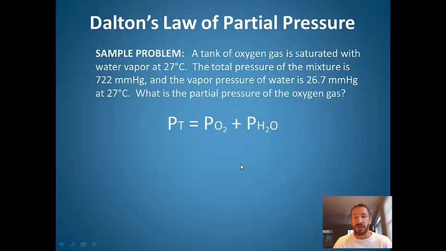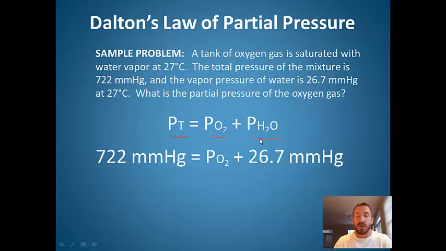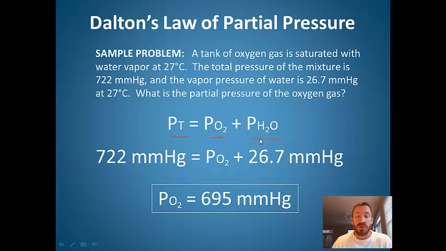So the formula for this would be pressure total is equal to the pressure of the oxygen gas plus the pressure of the water vapor. So simply what you're going to do is insert the values that are given. The 722 millimeters of mercury is the total pressure. The unknown value is the pressure of oxygen, and the pressure of water vapor is 26.7. And so when you subtract the 722 minus the 26.7, we get the pressure of O2 as being 695 millimeters of mercury. I'd like you to note three things here.